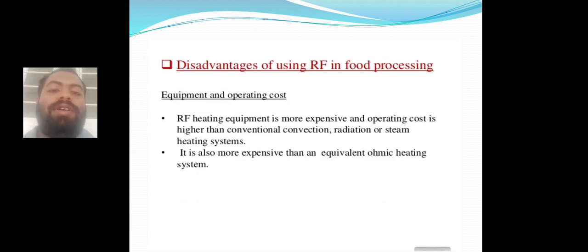Disadvantages of using radio frequency in food processing. Equipment and operating cost. In RF heating, equipment is more expensive and operating cost is higher than convection, radiation or steam heating systems. It is also more expensive than an equivalent ohmic heating system.